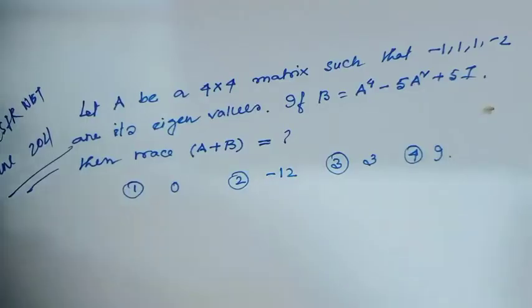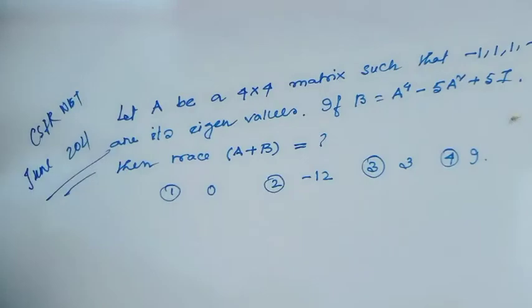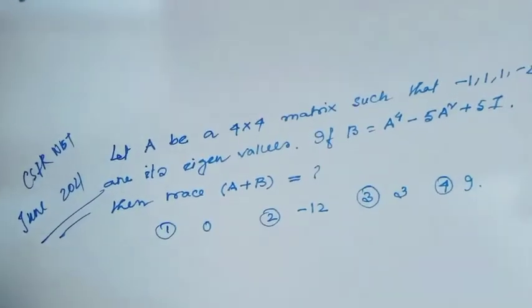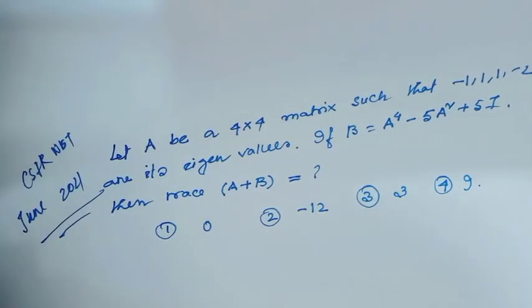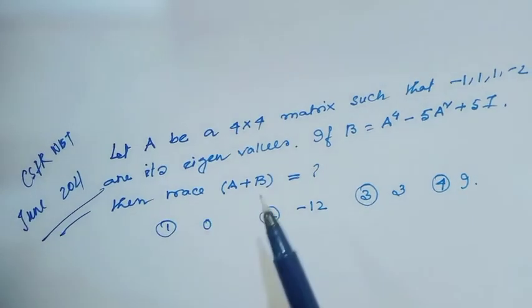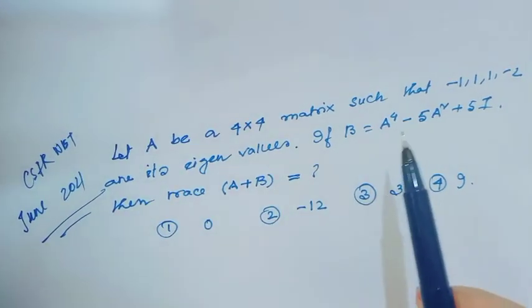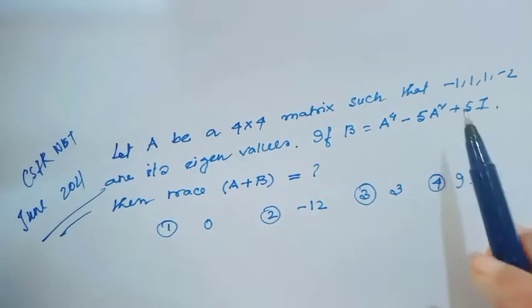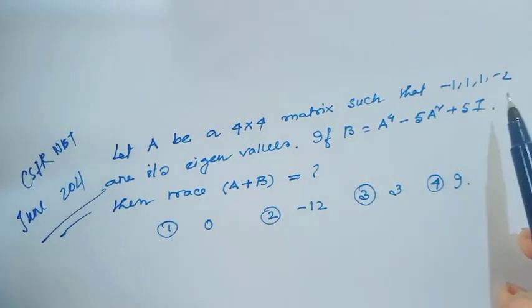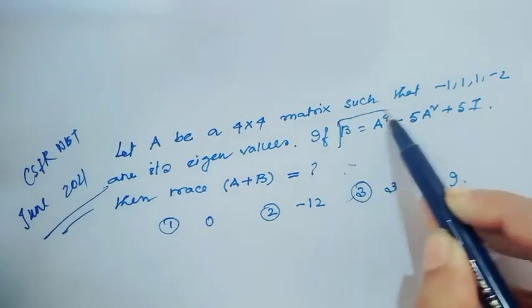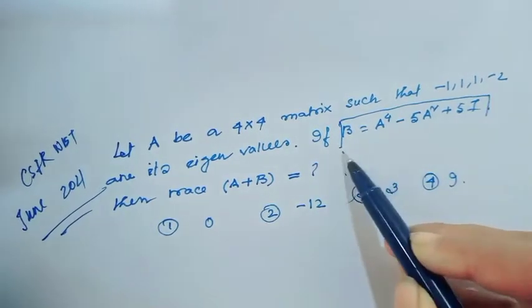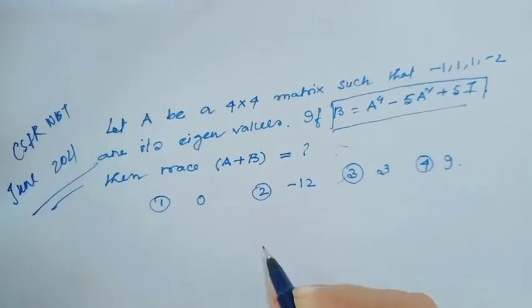Now I will discuss one easy type question. This question is easy, but this type of question is actually very important for any competitive exam. This question came in the CSIR NET June 2021 exam. The question is, consider A a 4x4 matrix with eigenvalues -1, 1, 1, -2. Then consider B equal to A to the power 4 minus 5A square plus 5. What would be the trace of A plus B?